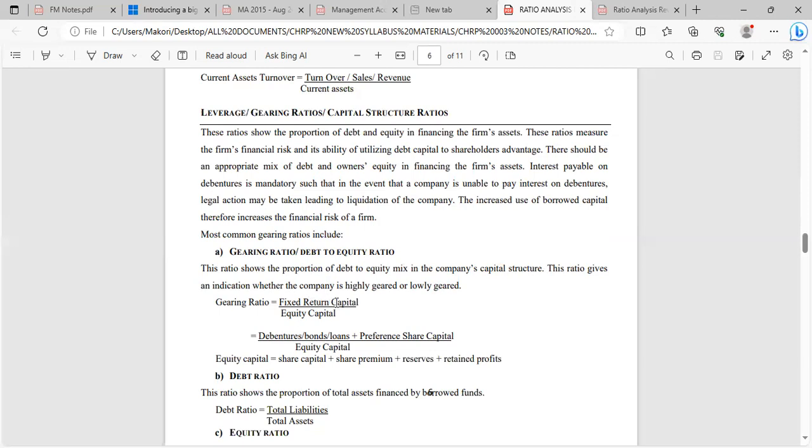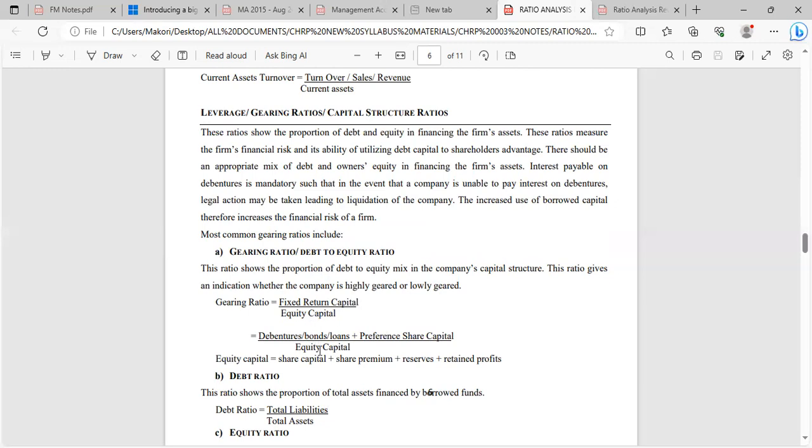The fixed return capital includes the debenture. They normally come with a fixed percentage rate of return. That's why we have 10% debenture, 12% debenture, and all that. The same case applies to the bond: 8% bond, 5% loan, 12% preference shares. So these ones have the fixed return. So we add the amount that we raised from each of them, and we get the fixed return capital.